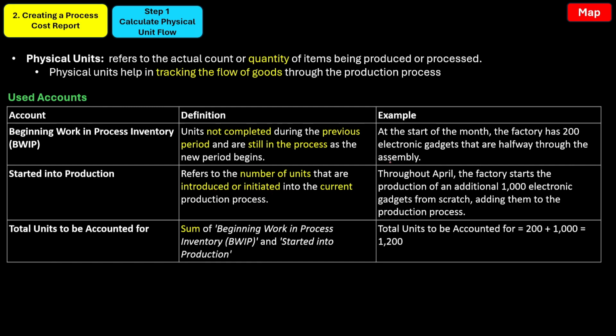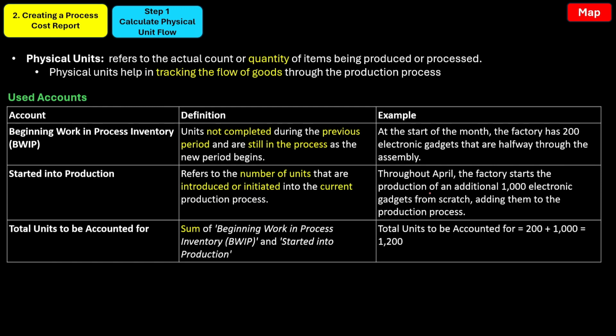An example of this is throughout April, the factory starts the production of an additional 1,000 electronic gadgets from scratch, adding them to the production process. So you could see here when we say start or adds or starting from the new production process, this is when we know that it belongs to the started into production.